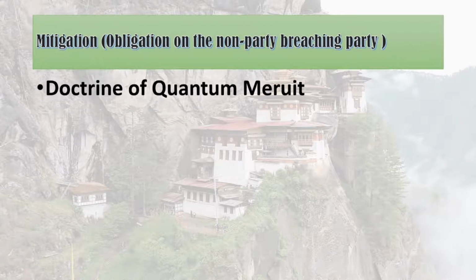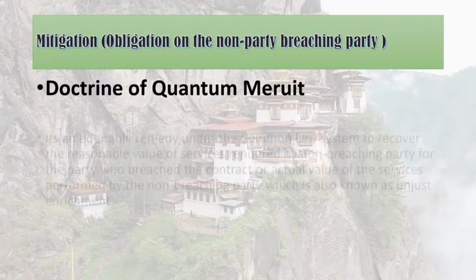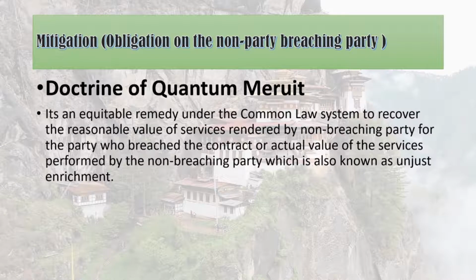Now, there is the concept of quantum merit, which is provided under Section 214, which says that when estimating the quantum of loss or damage, mitigation taken has to be taken into consideration. And now we are coming to a new concept known as the doctrine of quantum merit, and this doctrine of quantum merit is a Latin term meaning as much as he has deserved.